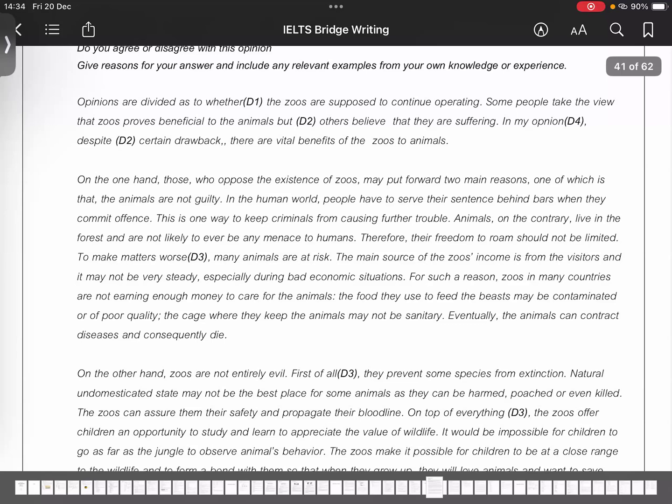"The cage where they keep animals may not be sanitary." So basically, they don't have money to hire cleaners to make sure that the animals are living in good conditions. "Eventually, the animals can contract diseases and consequently die." And that's what happened to the animals in the end. They can be infected, okay, and if their infection doesn't get cured, soon enough, they can lose their life. Okay.